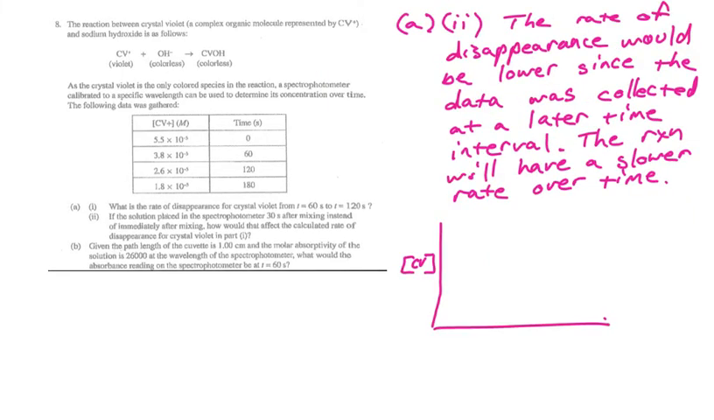So in 2, they want to know if the solution was placed in a spectrophotometer 30 seconds after mixing instead of immediately after, how would this affect the calculated rate? And so here's my answer. The rate of disappearance would be lower since the data was collected at a later time interval. The reaction will have a slower rate over time. And you can see this if we did the change in rate here, but the change in rate there, you notice it slowed down a little bit.